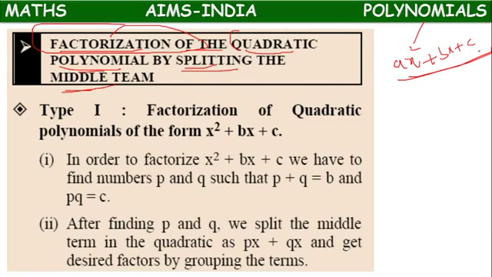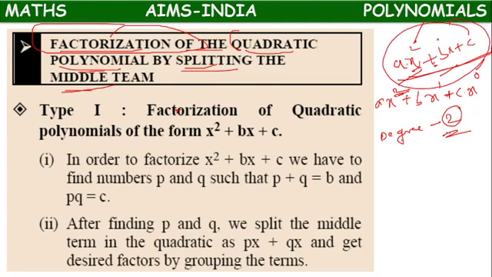Here we have three terms. The first term is x square. In the second term we can take it as x power 1. In the third term there is no x, we can take it as x power 0. Here the power of x is 0, here it is 1, here it is 2. What is the highest power? 2. So the highest power is called the degree of the expression. The degree of the expression is 2. So that's why this is an example of a quadratic polynomial.